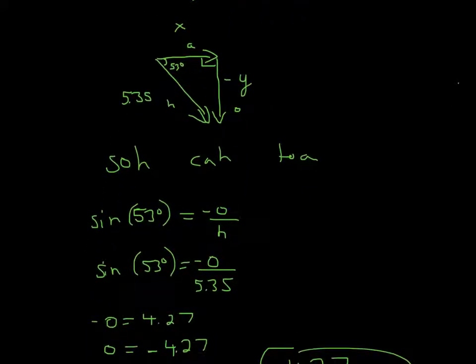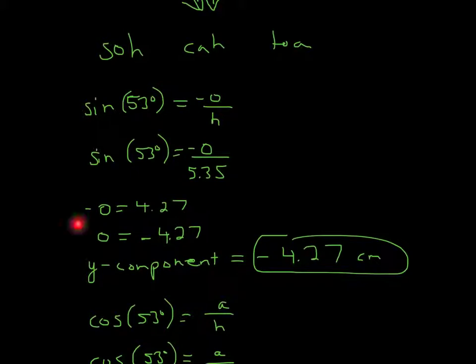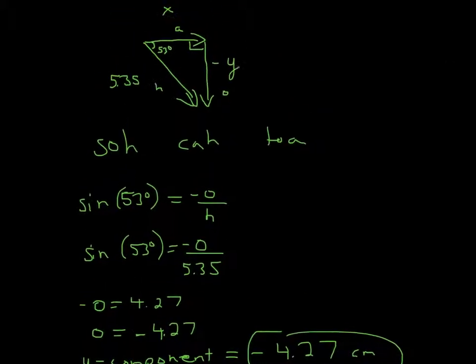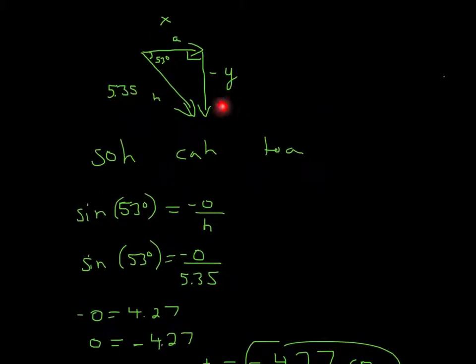Now you just multiply each side by 5.35, cancel it out, and you get 4.27 equals negative opposite. Then you multiply each side by negative 1, and you get negative 4.27. This is really important because that negative sign tells you which direction it's going to go. So the y component will be negative 4.27. You make sure this is the y component by going back up here and checking that opposite is the y component.